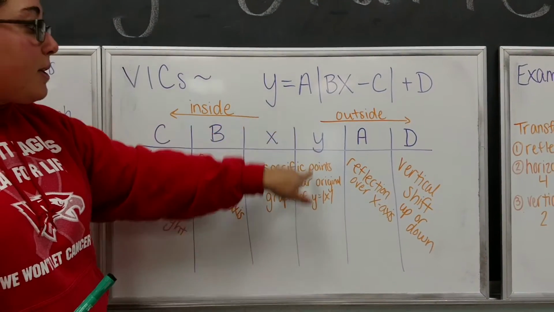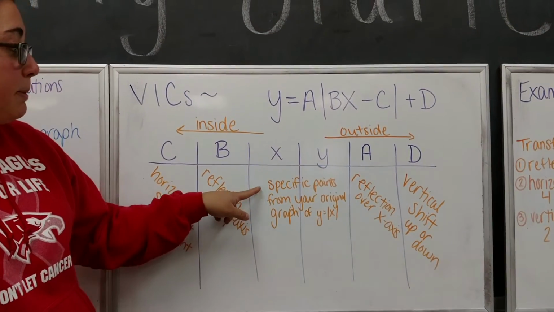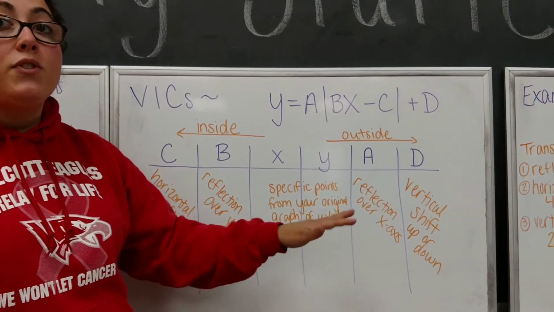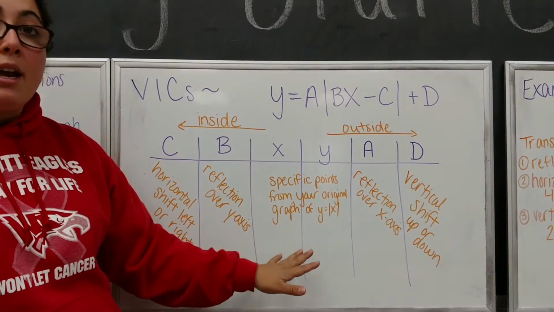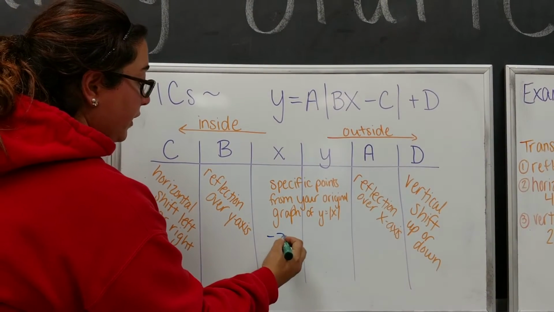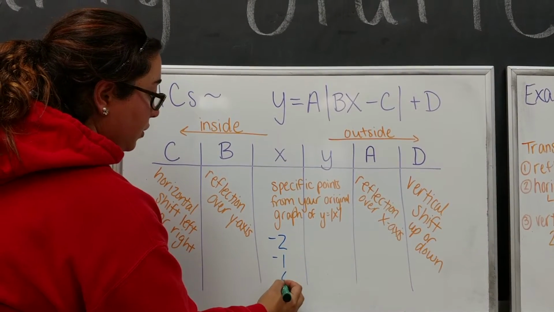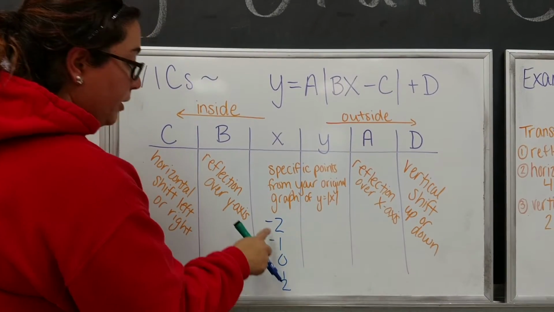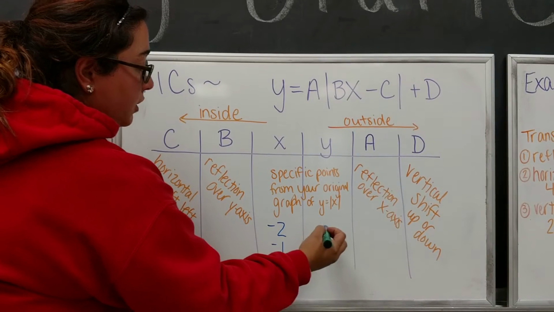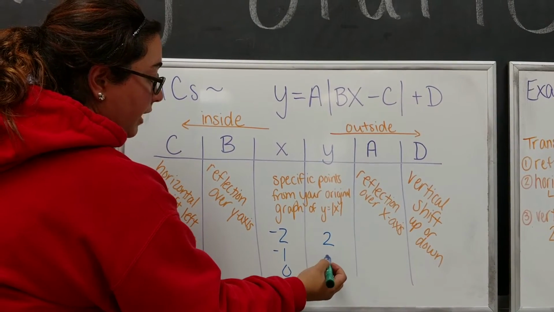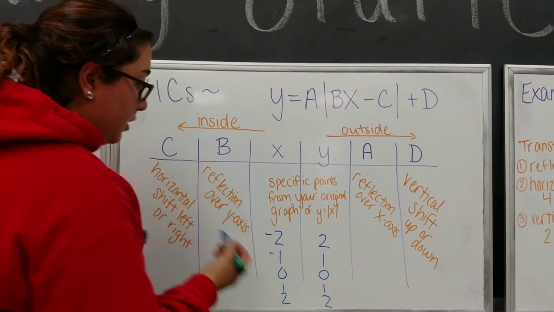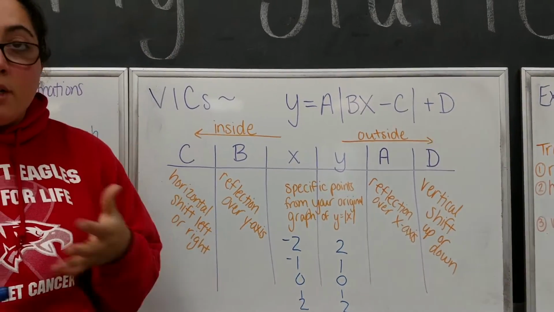So you always start with x and y in your middle. Those are specific points from your original graph of y equals the absolute value of x. These can change for any graphs that we talk about, but we're focusing on absolute value. So you would have points similar to what we've already talked about for absolute value of negative 2, negative 1, 0, 1, and 2. And when you substitute in your x values, the absolute value of negative 2 is positive 2, the absolute value of negative 1 is positive 1, the absolute value of 0 is 0, 1 is 1, and 2 is 2.